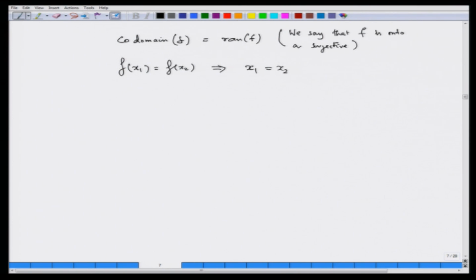It can happen. For example, in f of x equal to x squared, we saw -2 and +2. So, f of x equal to x squared does not satisfy this definition. If something satisfies this definition, it is called injective or into function. A function is bijective, or a one-to-one correspondence. We used the word bijective in the last lecture. A function is bijective if f is both surjective and injective.